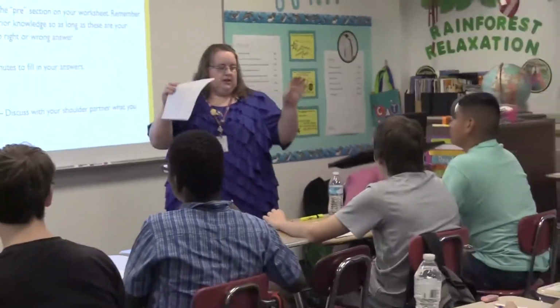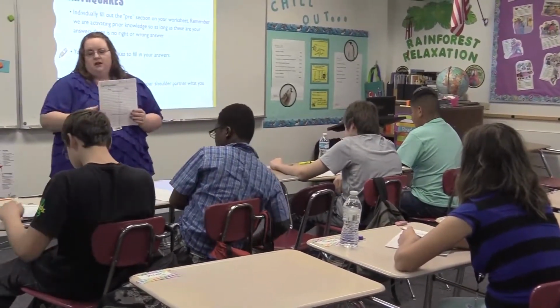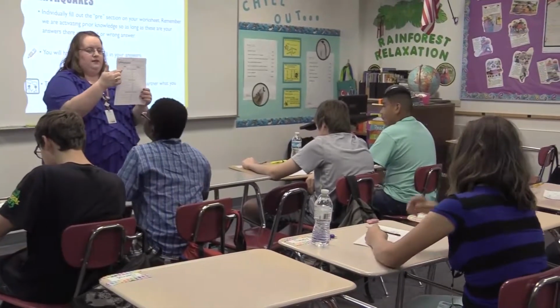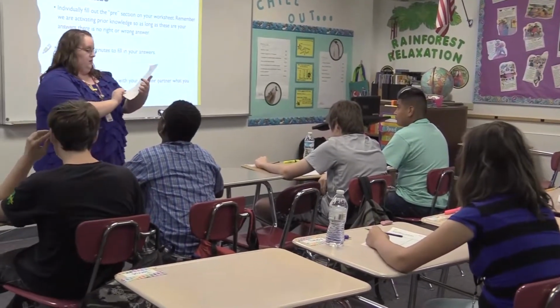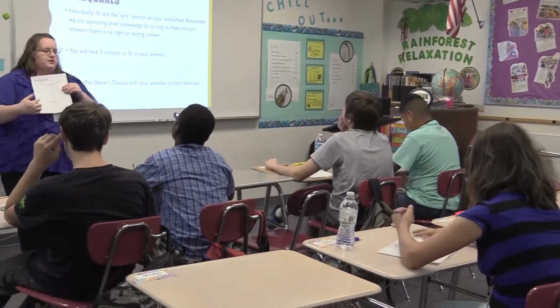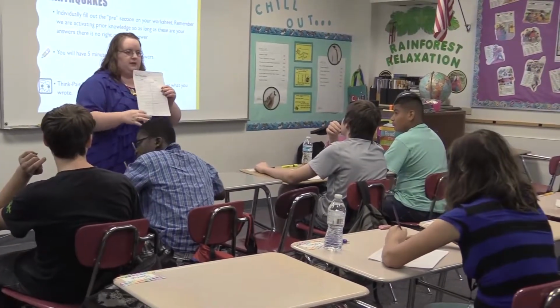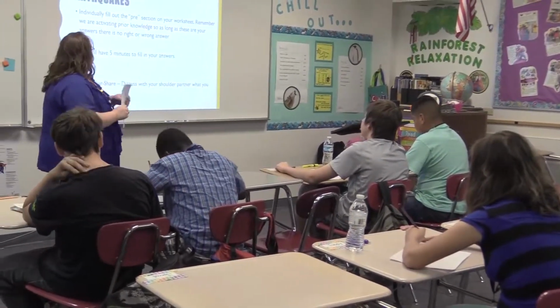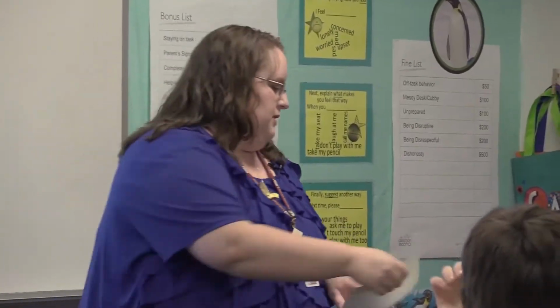All right, you are going to individually, means not with your partner yet, just you. You'll notice your paper is divided into 2 sections. On the right-hand side, it says pre, and there's 3 sections. What is an earthquake? What is a fault? And what happens above ground, or that would be our characteristics above ground. I'm going to set the timer. We have 5 minutes. You need to fill out each box. What do you know? Also remember, we are activating prior knowledge. So as long as these are your answers, there is no right or wrong answer. Okay? Go ahead. You have 5 minutes.